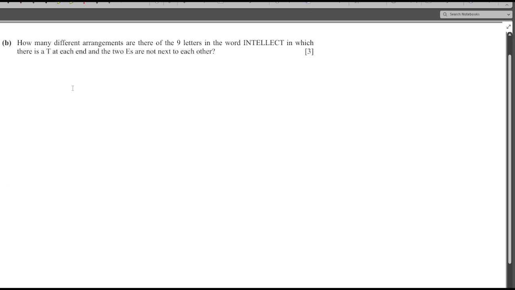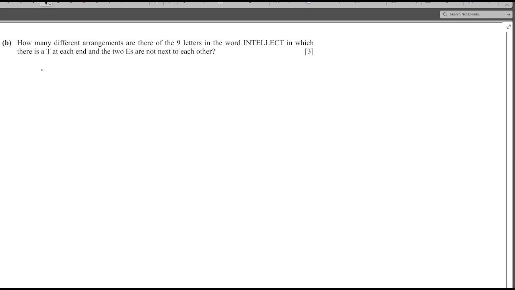Next question. How many different arrangements are there of the 9 letters in the word intellect in which there is a T at each end and 2 E's are not next to each other? Okay, so now here we can solve the problem in 2 different ways. As 2 T's are at each end, their positions are fixed. That means out of 9, we have to now arrange only 7 alphabets.